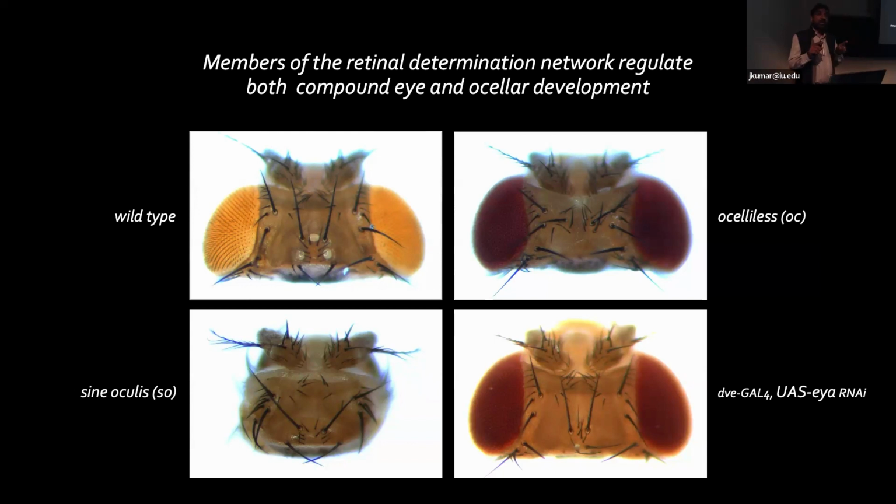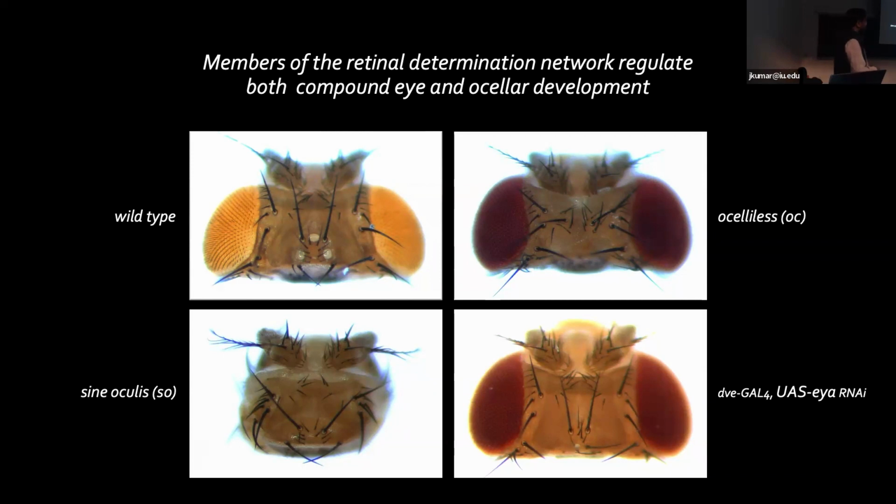Now, members of the retinal determination network will also lose the ocelli. So you can see here this gene sine oculis that I had introduced to you earlier. It's expressed both in the compound eyes and the ocelli, and you can see that in this particular mutant, which removes a visual organ-specific enhancer, you lose the compound eyes and you lose the ocelli. In the case of Eyes Absent, we have deletions of enhancer elements that get rid of the compound eyes, but we know it's expressed in the ocelli, which I had just shown you.